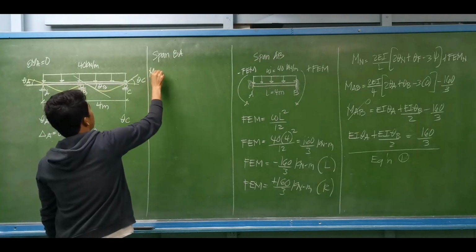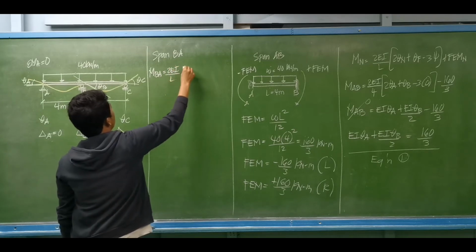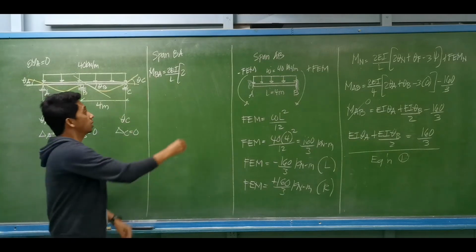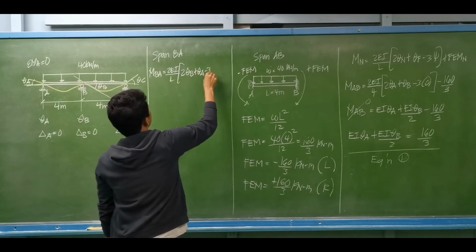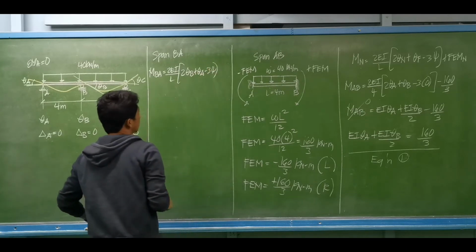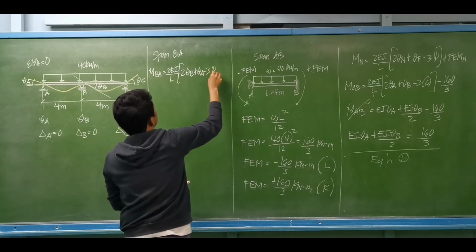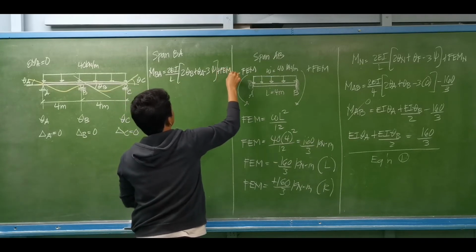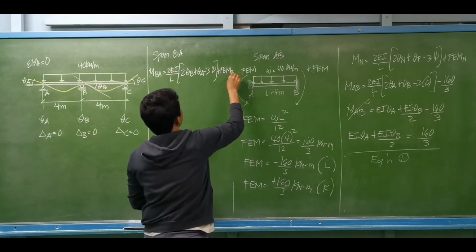This is the moment BA is equal to twice of EI over L multiplied by twice. What is our near point? That is point B. Twice theta sub B plus theta sub A minus 3 times psi, plus the fixed end moment, fixed end moment BA.